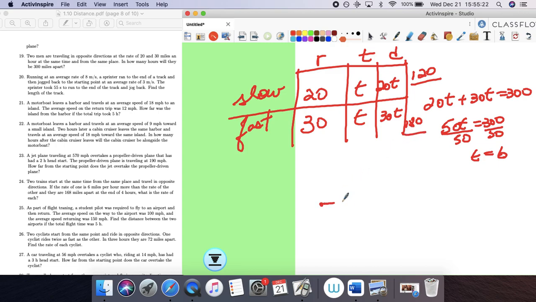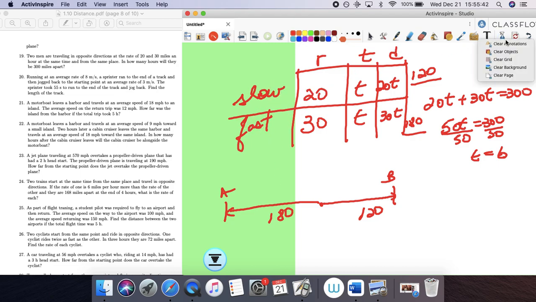So think about it. So one guy is going this way. He's going to be traveling, after 6 hours, he would have traveled 120. The other guy is going this way, and he would have traveled 180 miles. So after 6 hours, you say stop. Right? One guy is here, the other guy is there, and you measure that distance, and the distance would be 300 miles. So that looks good.